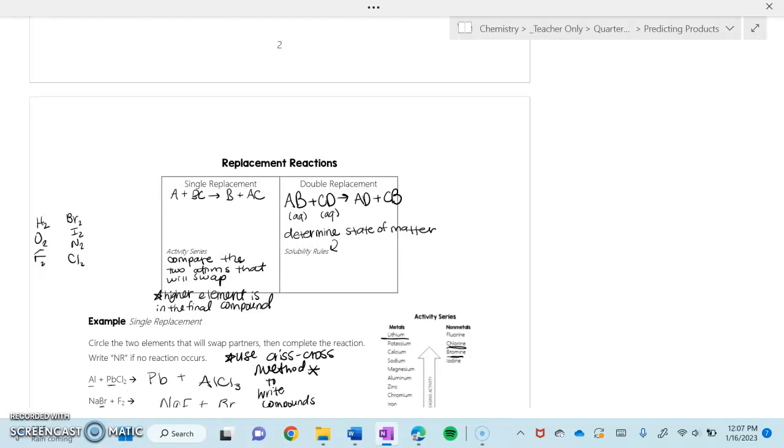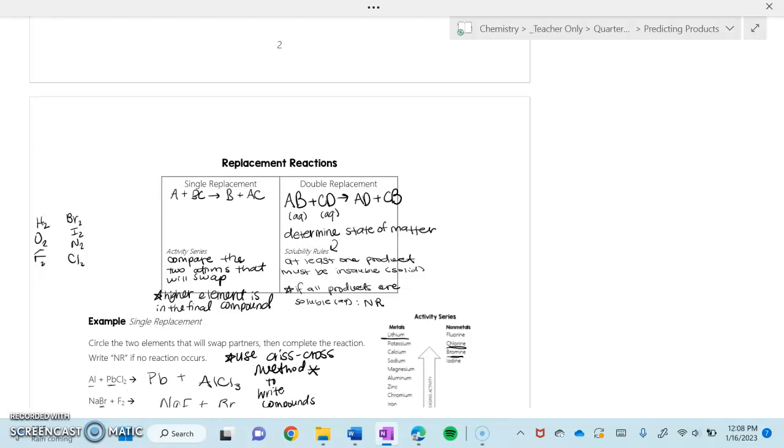So in order for a reaction to happen, at least one product must be insoluble, which is going to be a solid in our products. And that tells us that if all the products are soluble, or aq, then no reaction occurs. And that's how we have no reaction for a double replacement.